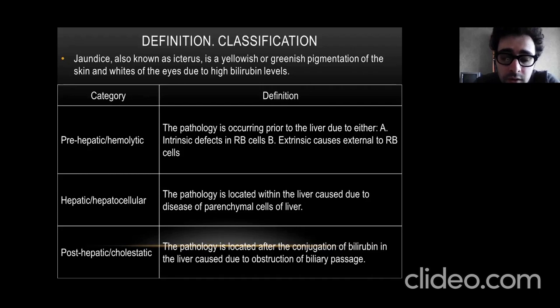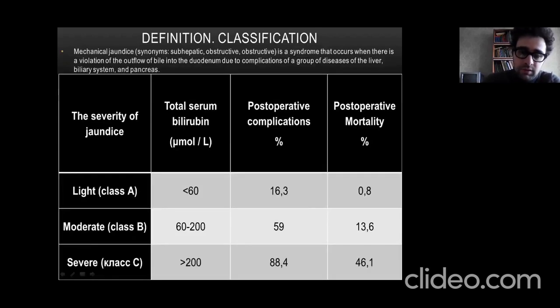Hemolytic, this is often in children. Hepatocellular, this is a physician's disease. Typically, this is cirrhosis. This is not a surgical disease. And we will study post-hepatic mechanical jaundice. This is a surgical disease.